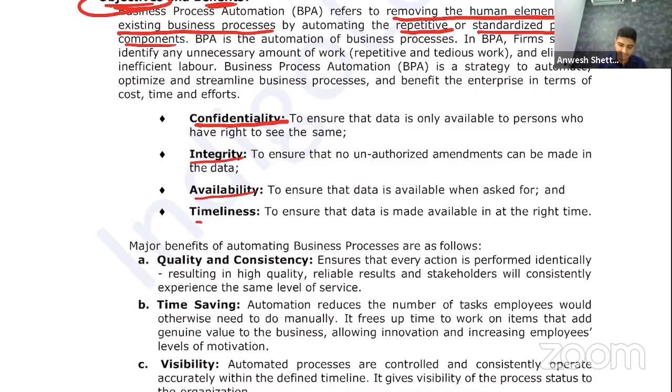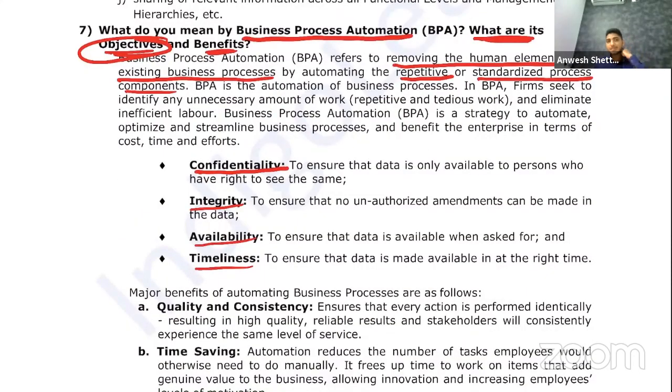Third one is availability. Fourth one is timeliness. Okay, what is it? Let's take one simple example to understand this. Now, let us talk about results. Earlier days, did you know how ICI was giving you results? I'm talking about 6 or 7 years back.